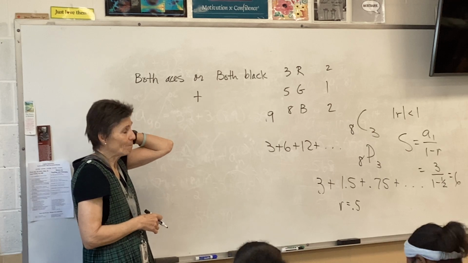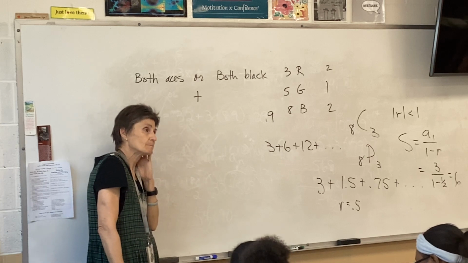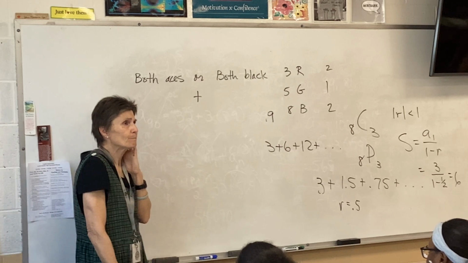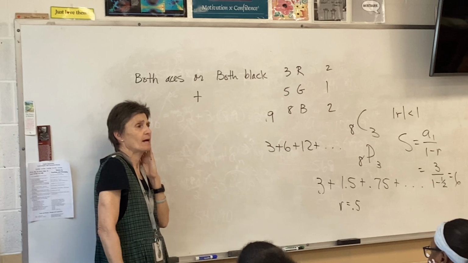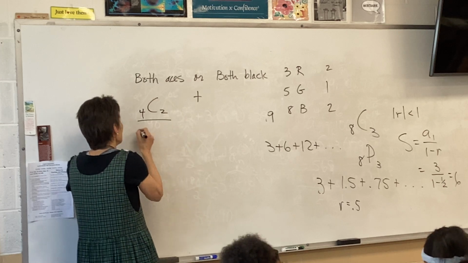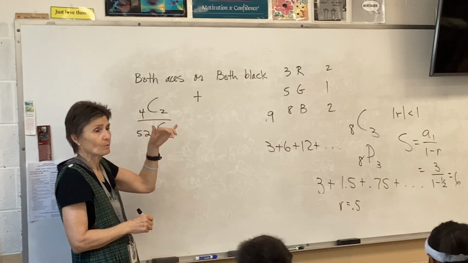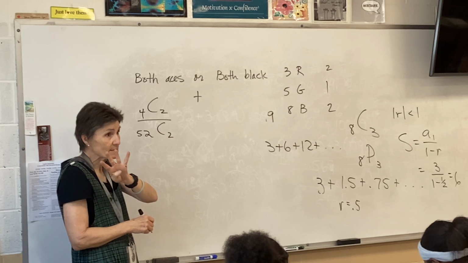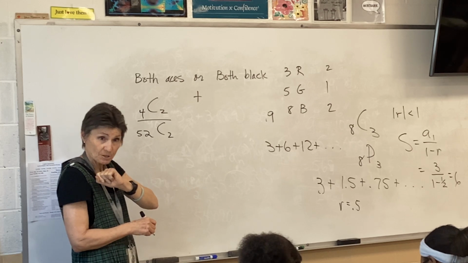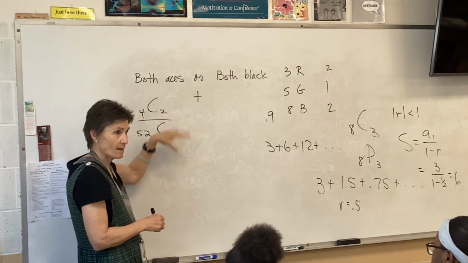So what's the probability that I will get 2 aces? 4C2 over 52C2. Now, why is the top 4C2? Because there are 4 aces and we are picking 2. Why is the bottom 52C2? Because there are 52 cards and we are picking 2. So this is going to be something.